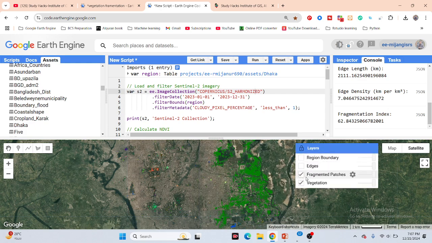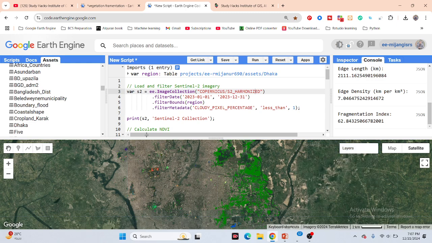And there are a lot of uses for biodiversity, this type of work. So if you have any question regarding this topic, simply contact me on WhatsApp or email, and I will also get the feedback.